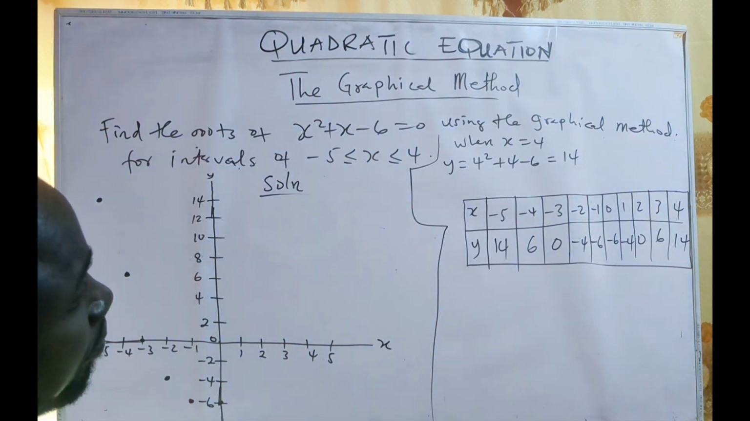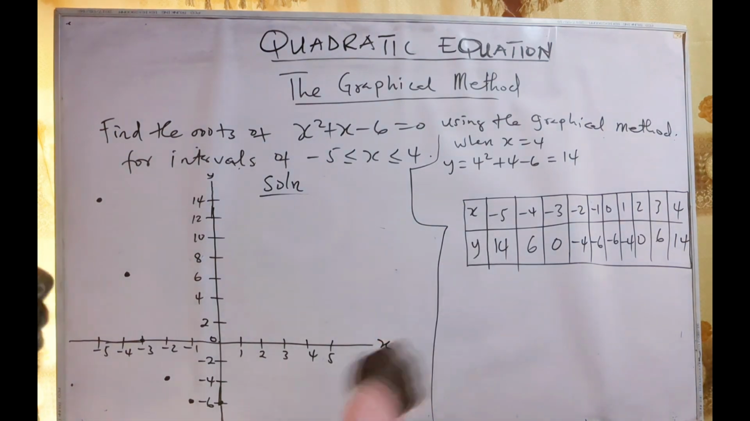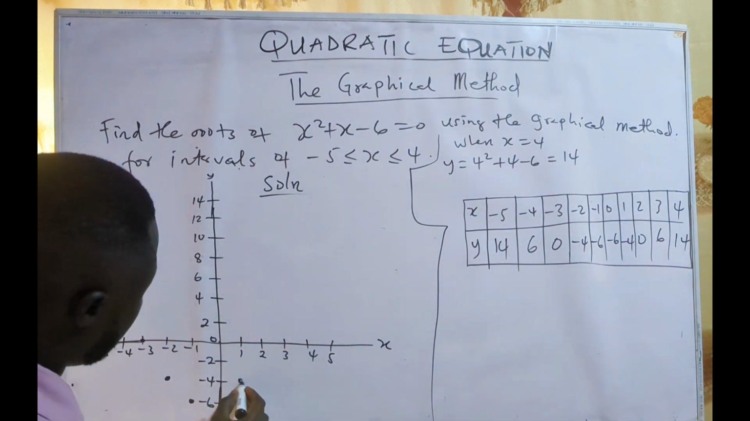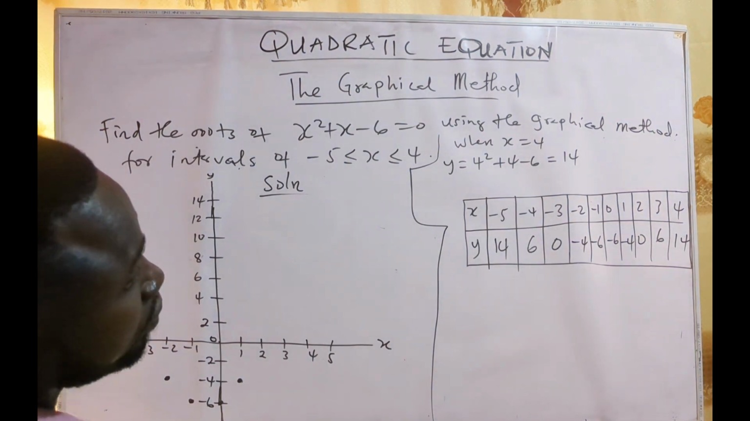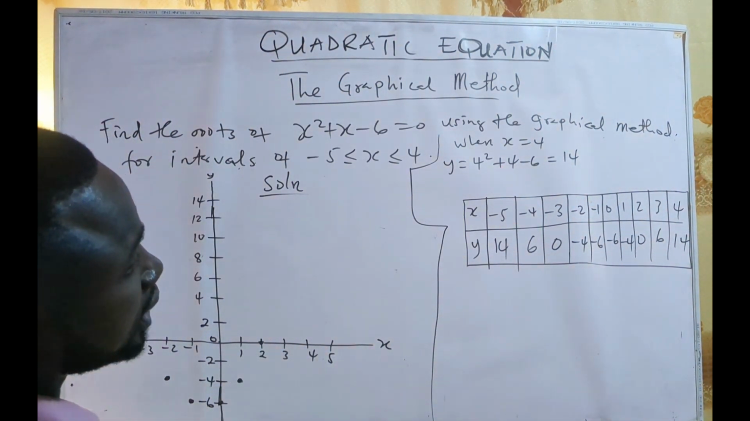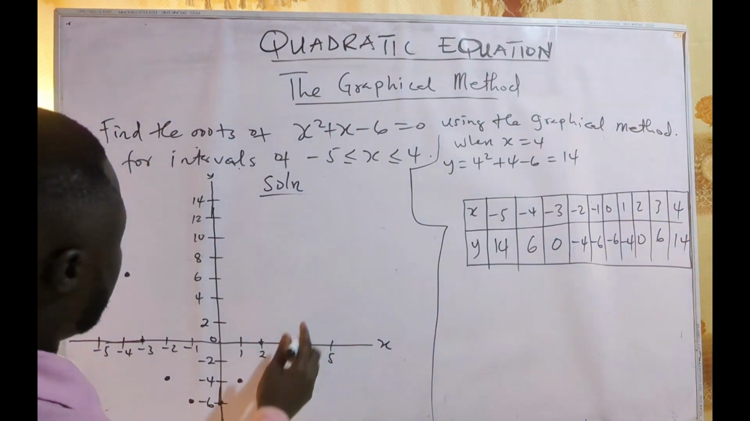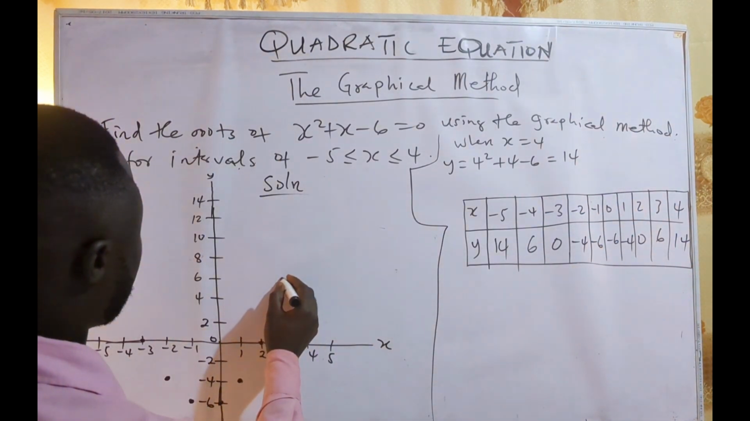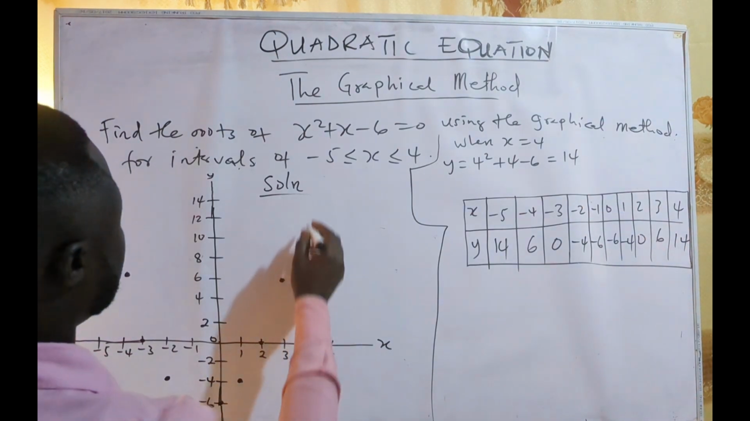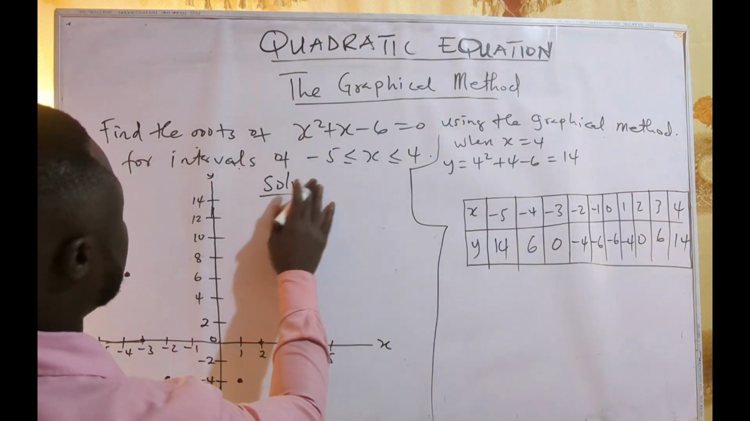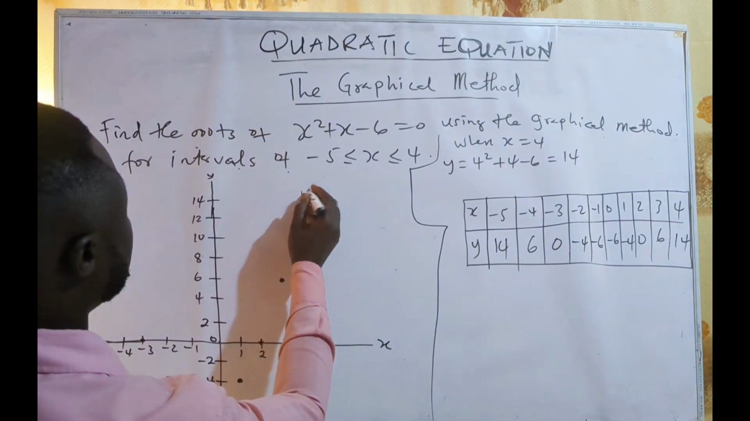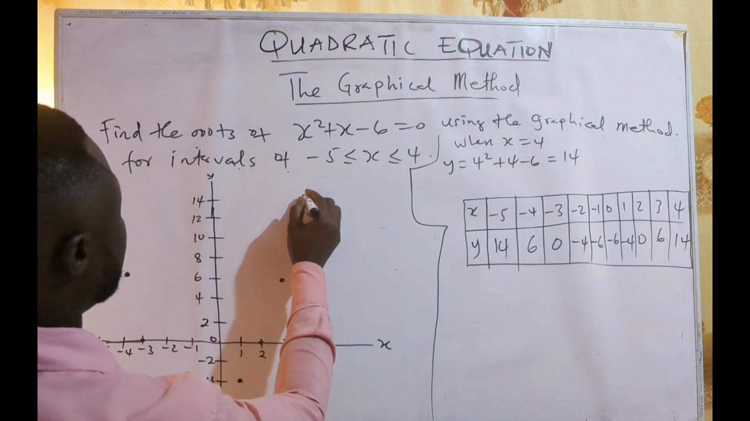We have 1, negative 4. So 1, negative 4 will also be here. We have 2, 0 will be here. We have 3, positive 6 will be here. And then 4, positive 14. So 4, positive 14 will also be here.